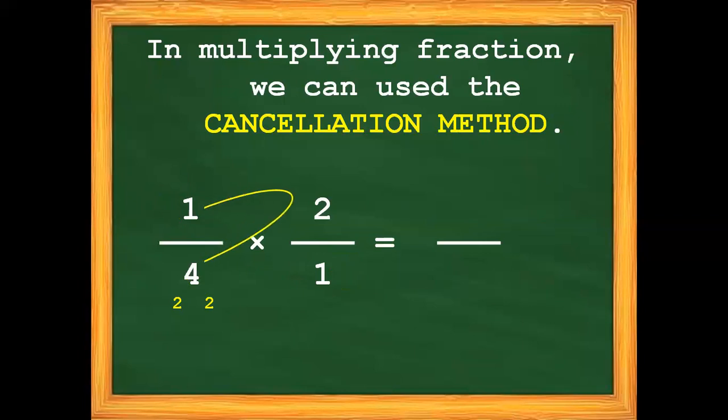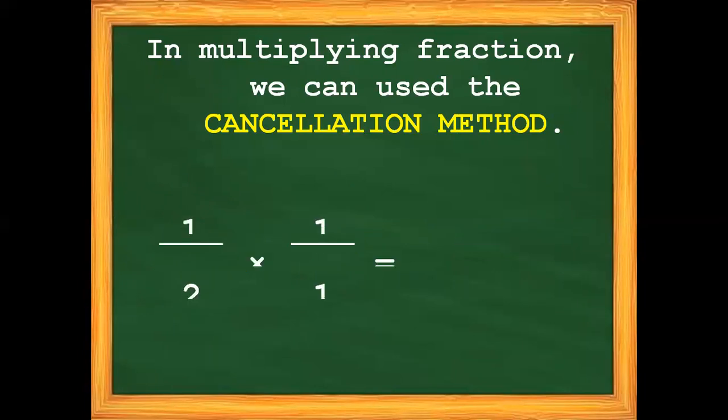Next, do they have a common factor? 2 and 4? Yes, and that is 2. So we can cancel 2. And we also cancel another 2. So the remaining number here is 1 half times 1 over 1.